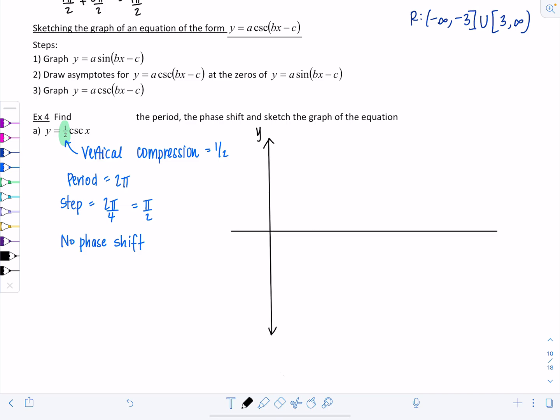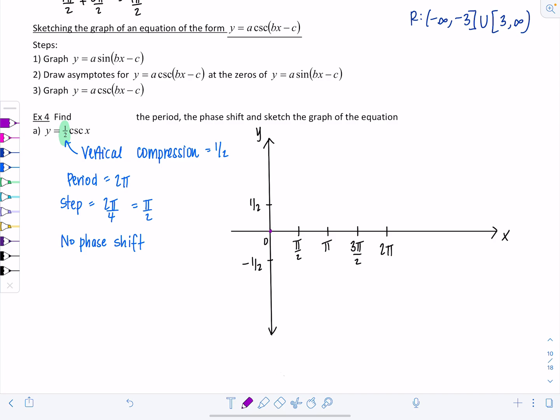Y-axis, x-axis, and let's start labeling our x values. So we got 0, pi over 2, pi, 3 pi over 2, 2 pi. And then remember, we only go up to 1/2, excuse me. I think 1/4 was the other problem. And negative 1/2. Okay, so let's graph sine first.